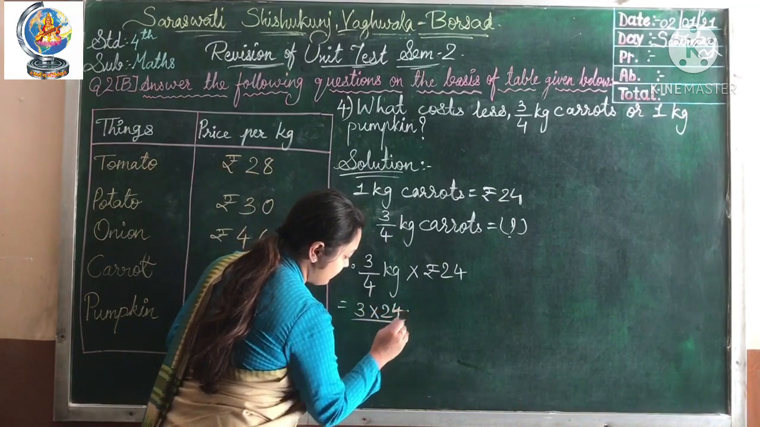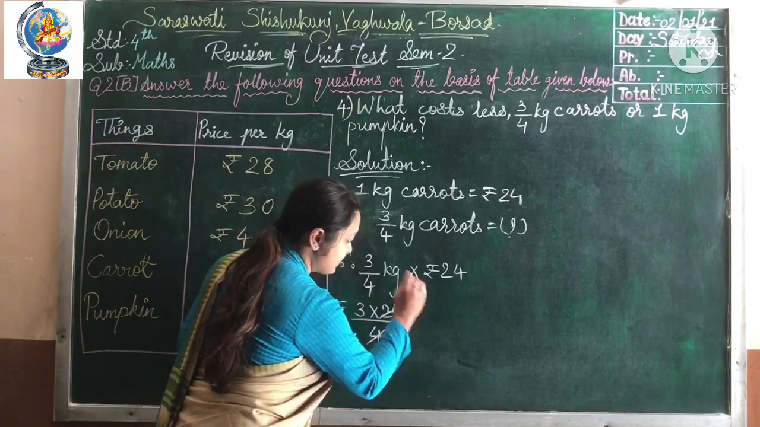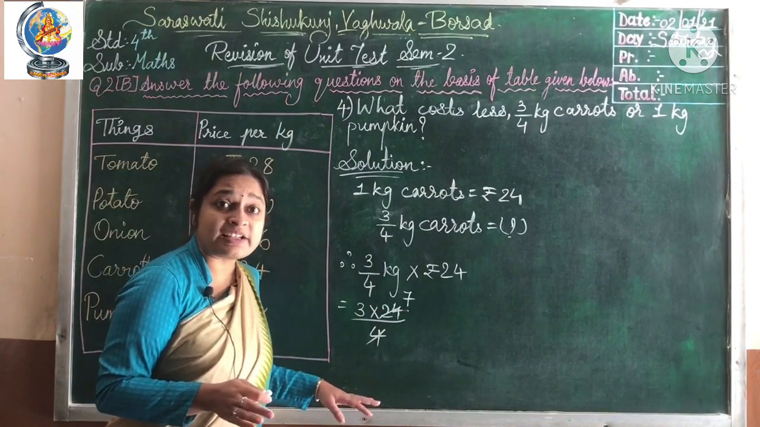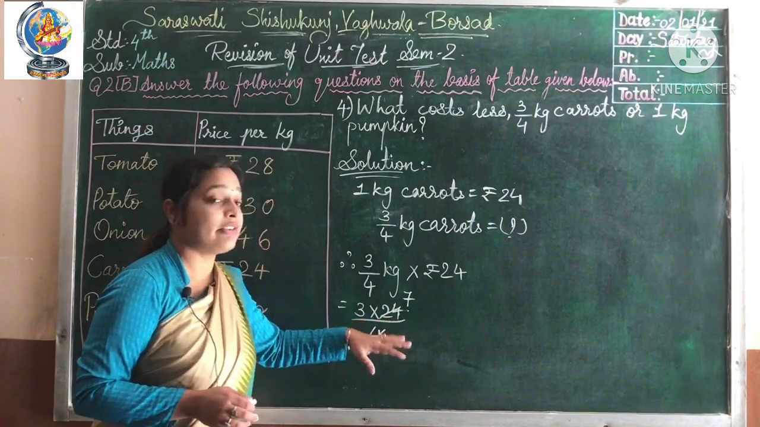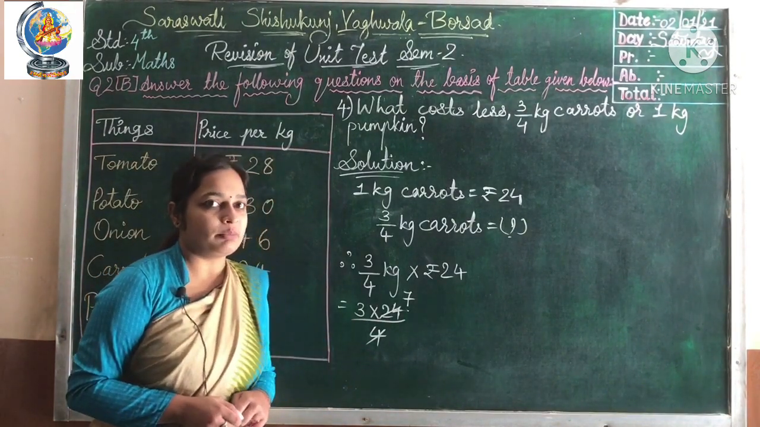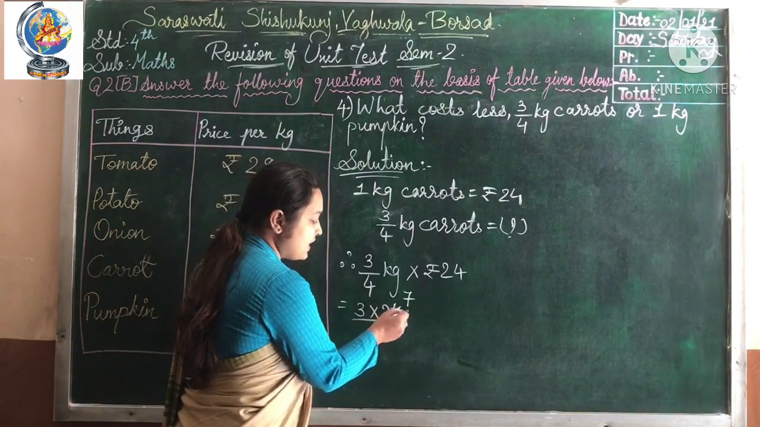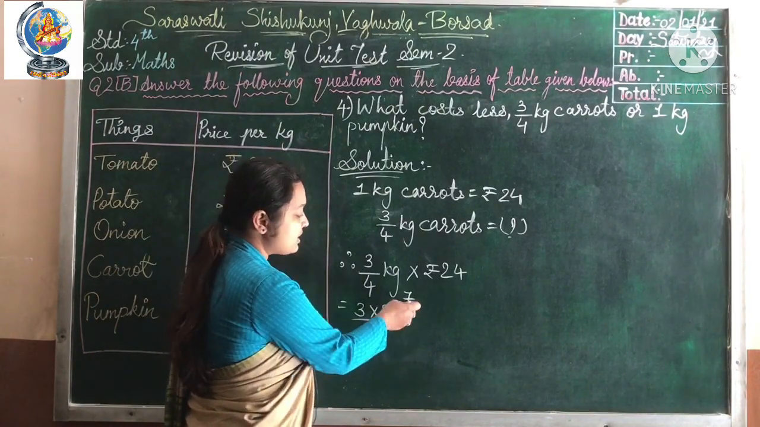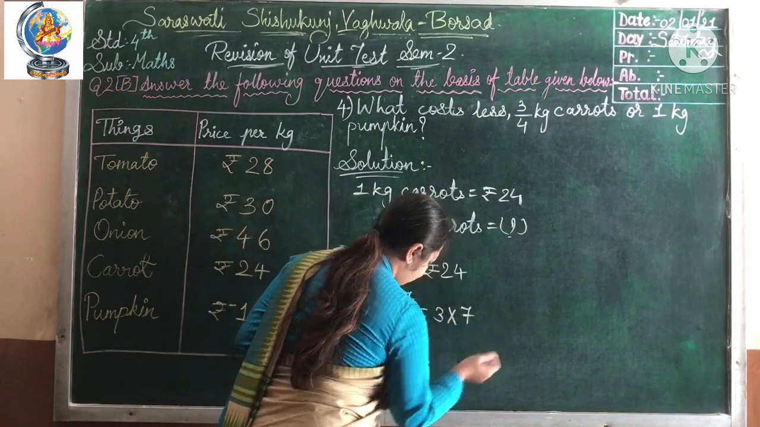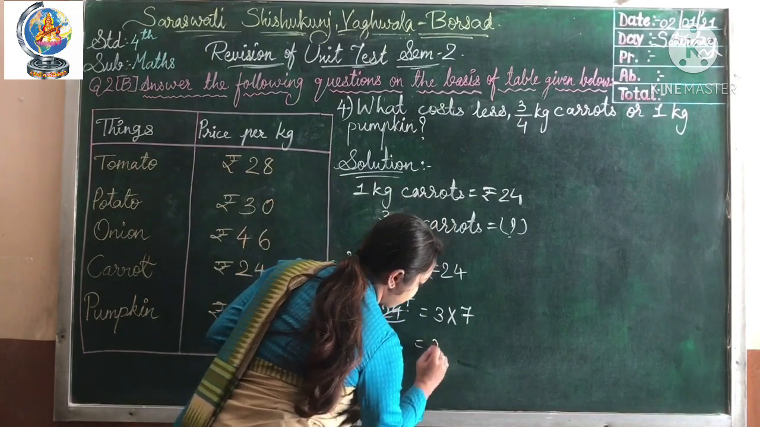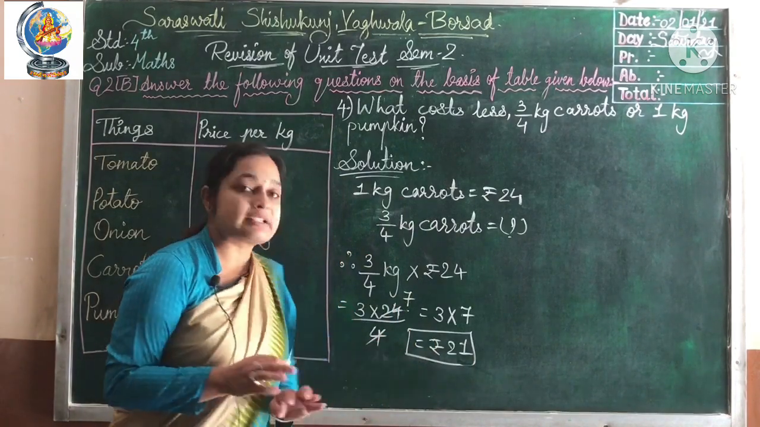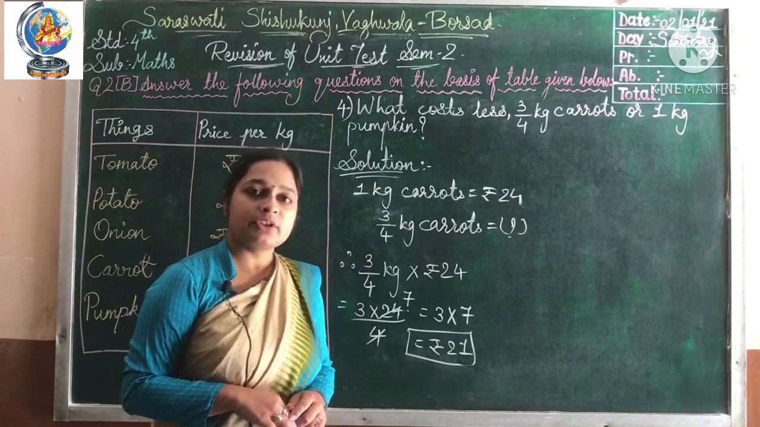As we know, we can do it like this: 24 divided by 4. 4 sixes are 24, right? When you can do this cancellation work, then do it. If it is unable to cut, then you have to divide that number. Okay. So 24 is already there in the table of 4. So here we have 3 multiplied by 6, so what we will get is equal to rupees 18. Okay.